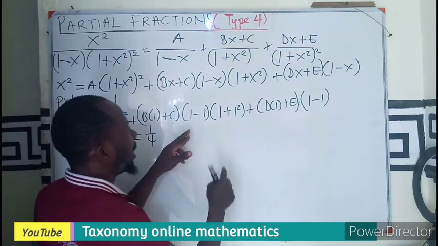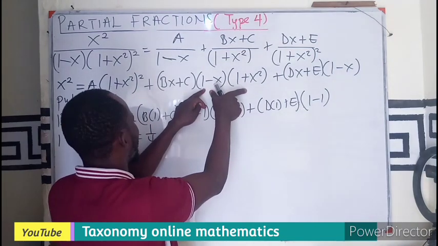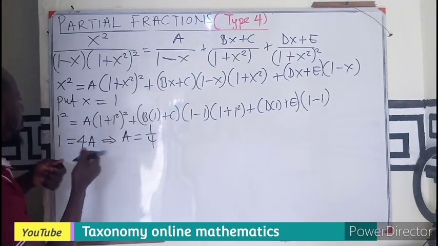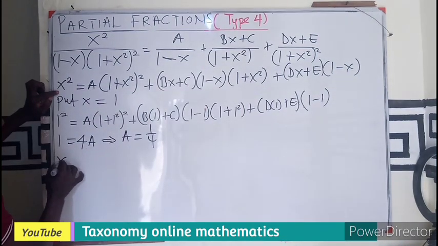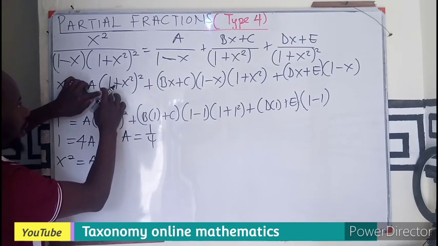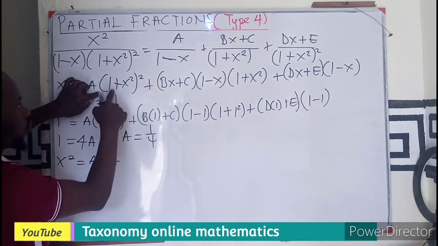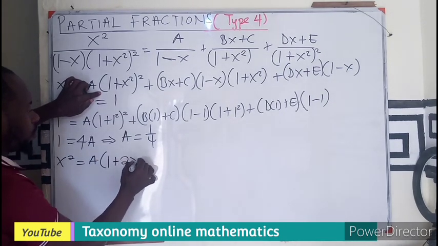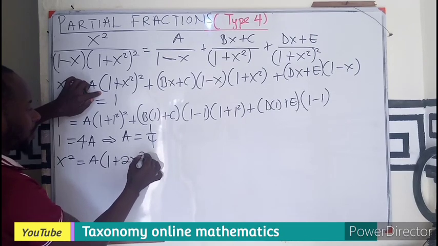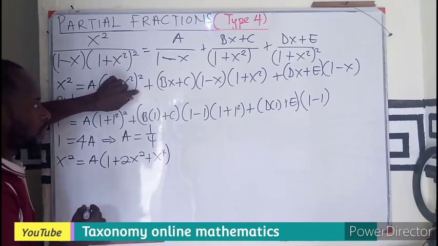But before then, let me open this bracket so that I make it 1. Okay? So we are going to have x squared equals A, let's open this also. So 1 squared will be 1. Twice their product will be 2x, then square the last, x to the power 4.